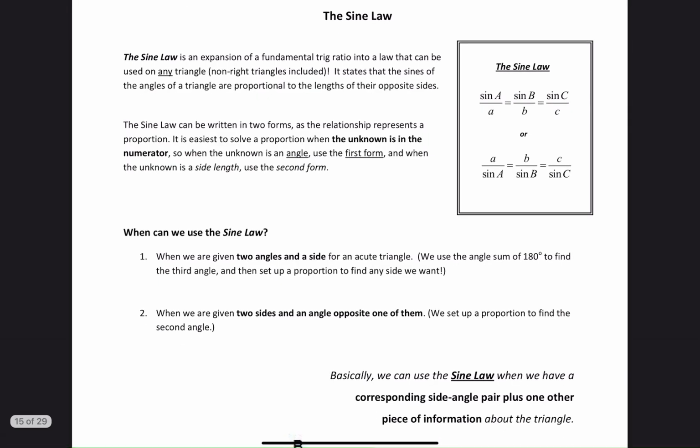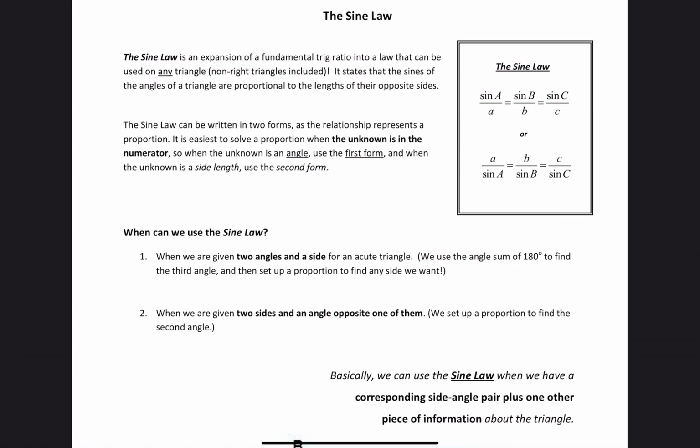It's easier to solve a proportion when the unknown is in the numerator, so at the top. So when the unknown is an angle, use this form. And when the unknown is a side length, use the second form. And this is because if you use, let's say we're trying to find a side length and we use this one, that means that our unknown would be on the bottom, right? And we would have to do a few extra steps in order to find what, let's say, A is. Whereas if we have our unknown at the top, we can go directly and multiply by sine A. And we'll see some examples in a second.